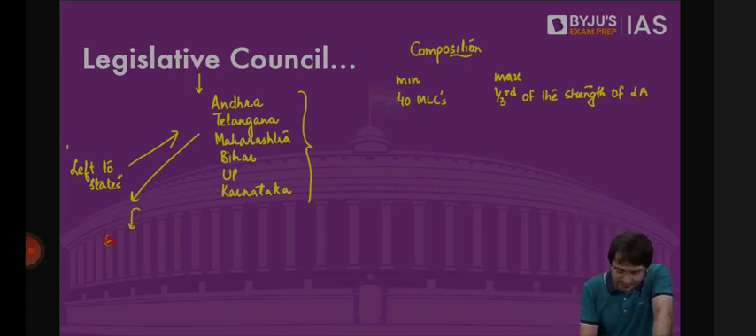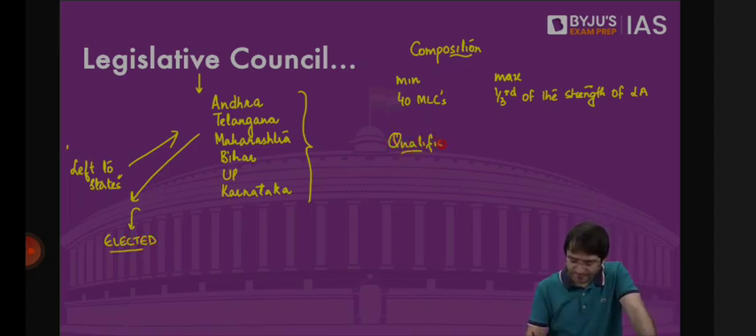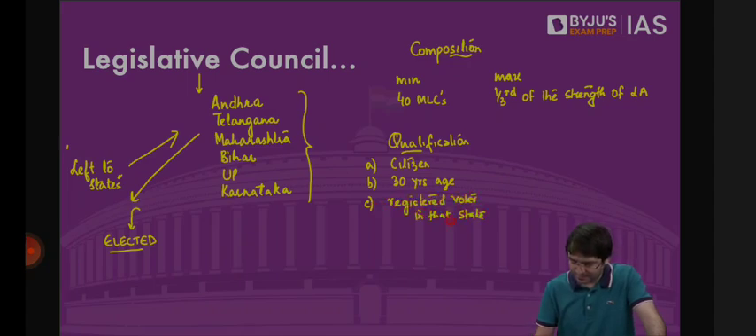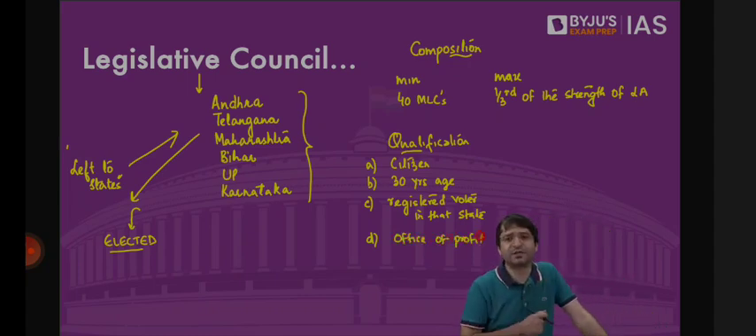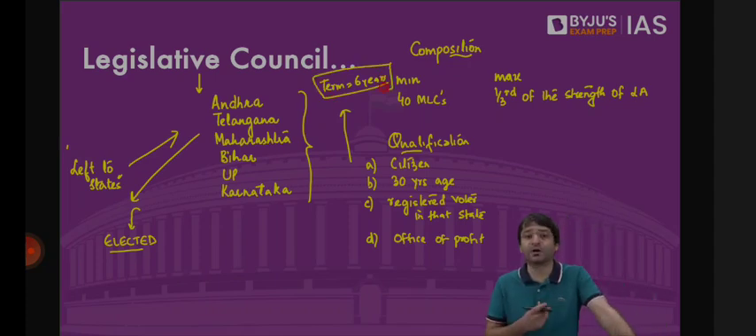How are these MLCs elected? And what is their qualification? Just like Rajya Sabha, if you are a citizen of India, if you have completed 30 years of age, if you are a registered voter in that state, if you are not holding any office of profit, you are qualified to contest Legislative Council elections. You are a citizen of India, you have completed 30 years of age, you are a registered voter in any assembly constituency of the state, and you are not holding an office of profit, you are qualified to contest MLC elections. And once you contest MLC elections, the term is 6 years. The tenure of an MLC is 6 years.